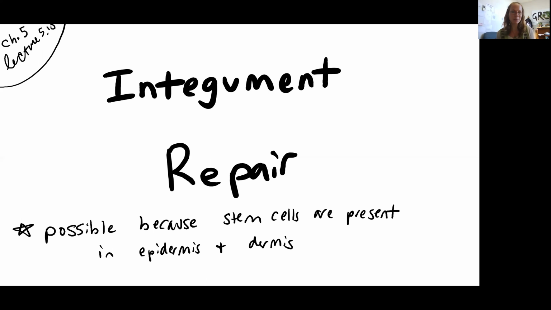Now, remember, a stem cell is a cell that is mitotically active. That means it's able to do cell division. So that means it is able to make more of the same. It's able to replace damaged cells. Okay, so let's get started.